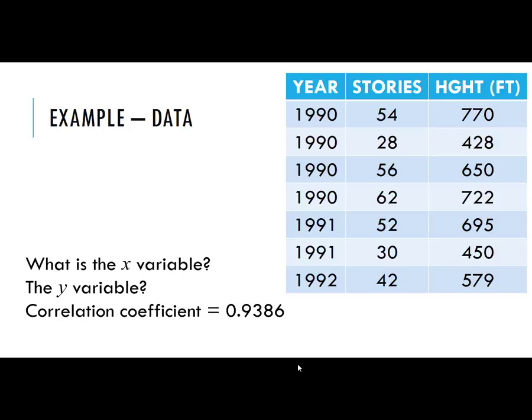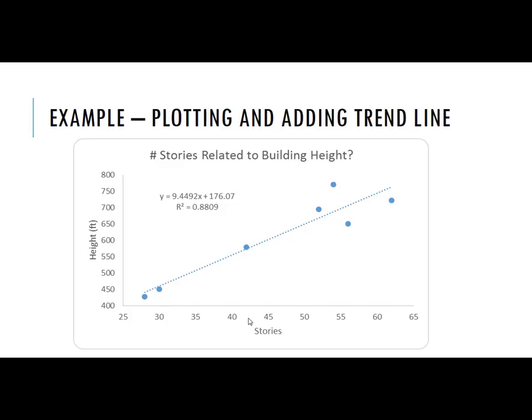So let's take our data set for these buildings and try to actually do the correlation coefficient ourselves. And then I'd also like to end up plotting the data and looking at the estimated linear regression equation, which I have displayed there, as well as the r squared value. And so let's see if we can actually make that work.